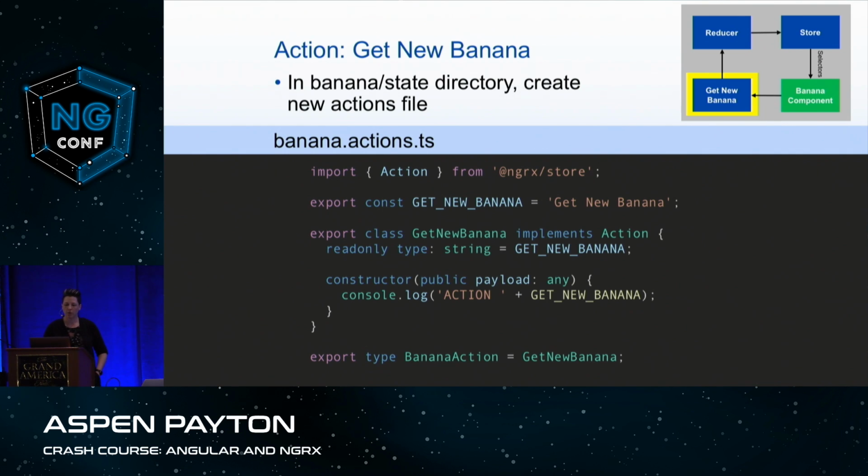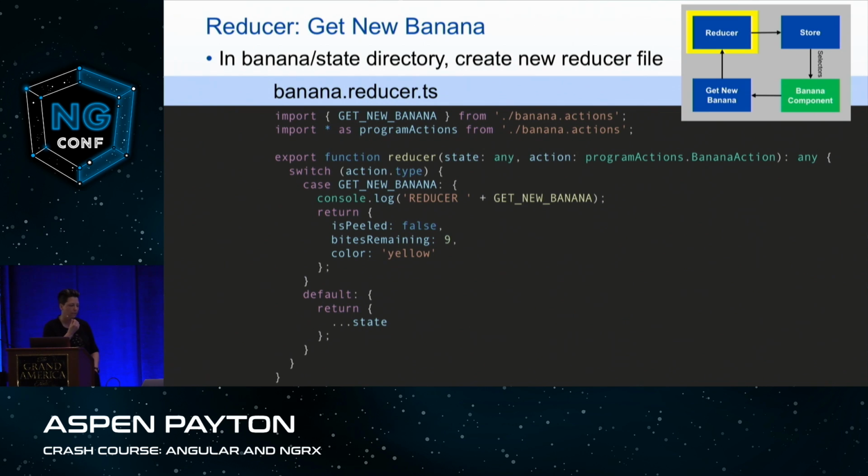So we talked early on about the fact that our action is not going to actually update our state. Our action tells us what we're going to do, what kind of action we want to take to affect our state, but the only entity within the pattern that's actually going to make a change to our store is the reducer. So the next thing we need to do is create our reducer file, and it is going to handle our action that we just created of getNewBanana.